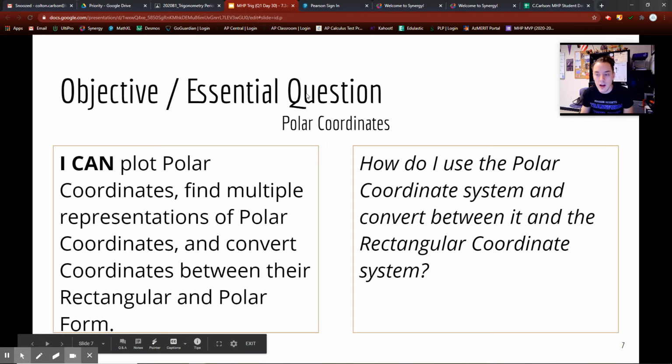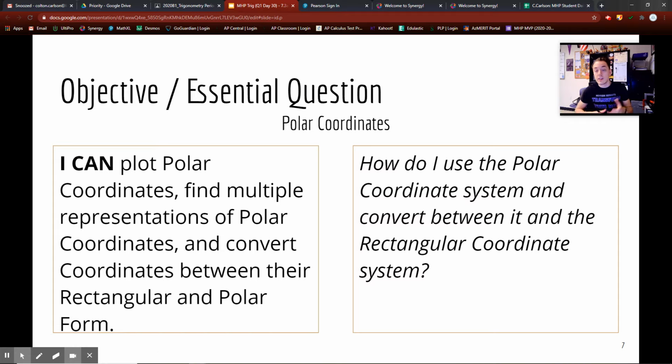How do I solve using polar coordinates? What is the polar coordinate system? How can I use it? Why should I use it? And how does it relate to the rectangular coordinate system, the coordinate system that we're so used to always?